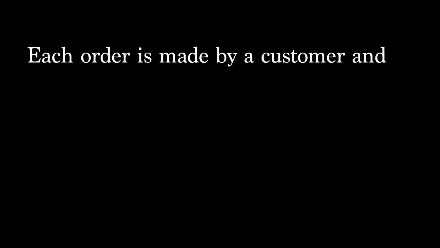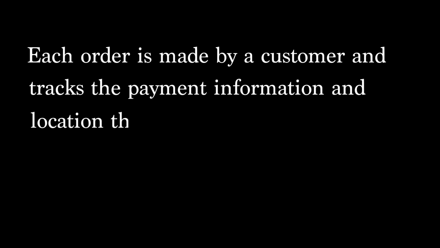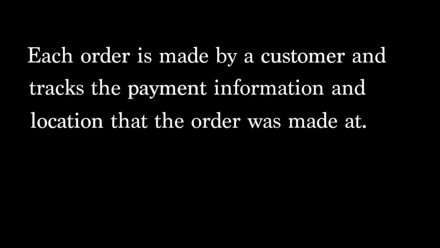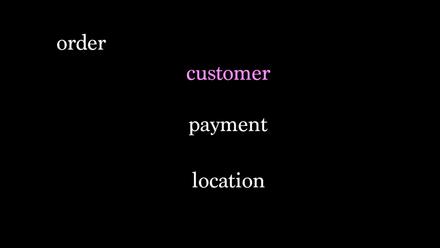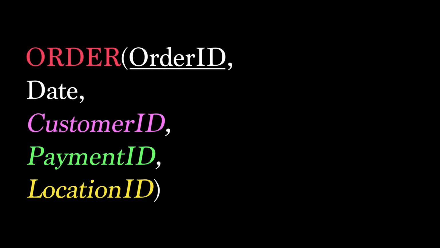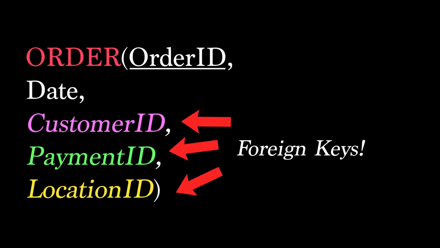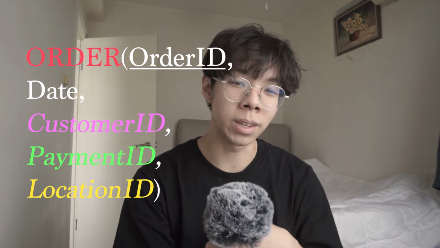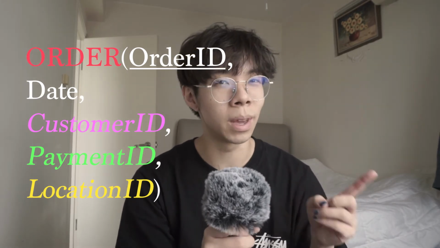Furthermore, watch out for passages in the case that read like this. "Each order is made by a customer and tracks the payment and location that the order was made at." Well, if we're tracking the customer, payment, and location under the order entity, we would need to somehow reference the customer ID, payment ID, and location ID as foreign keys so that we can keep track of it within the order object. Marking down these relationships in a format like this will help you keep track of the relationships between entities when we go to make the ERD.